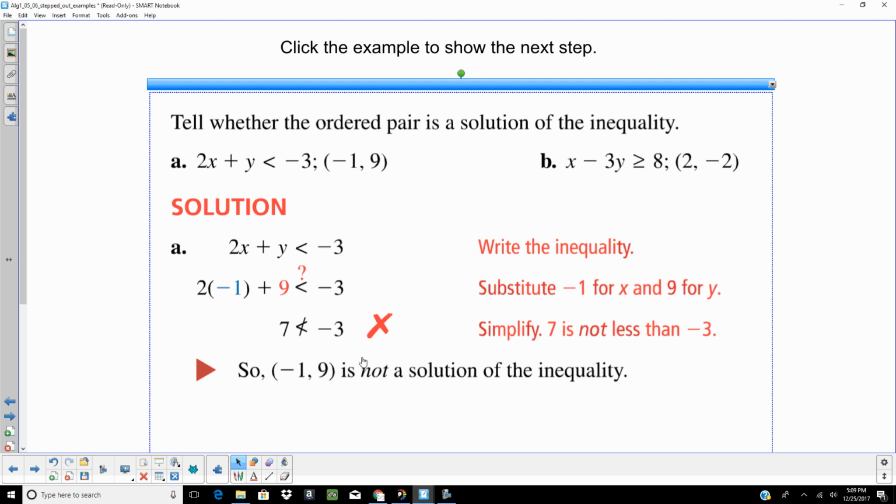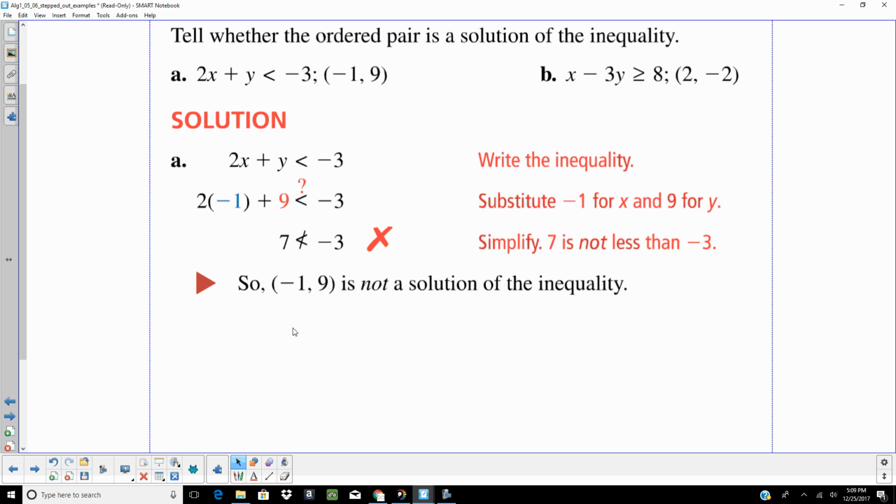An equation has one solution. An inequality is going to have many solutions because of a shaded region, which we'll talk about in just a second. Let's go ahead and test out problem number B.